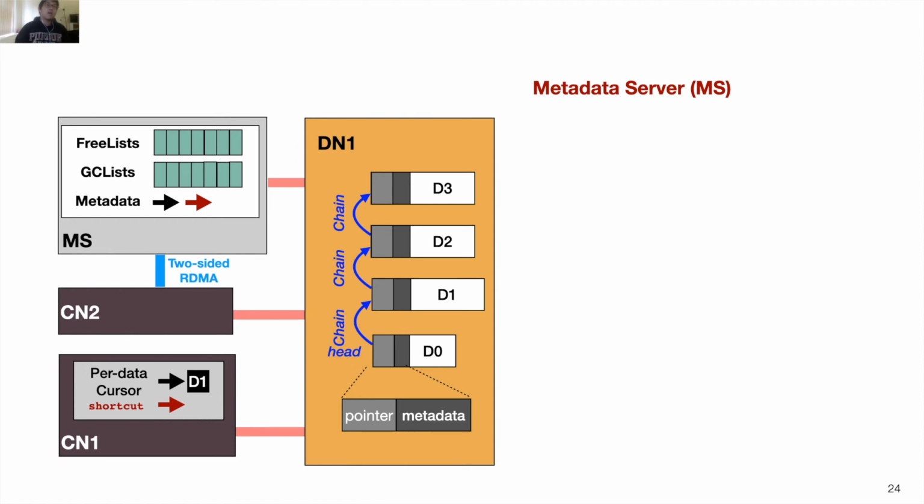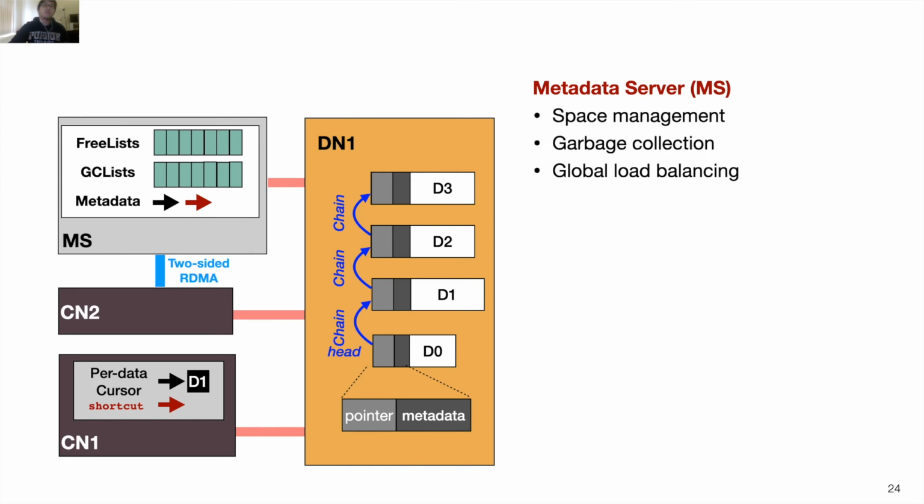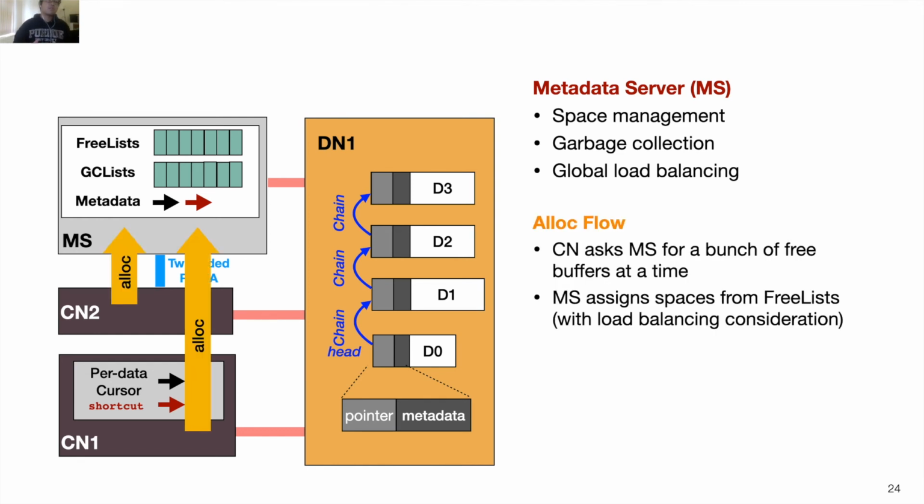Metadata server, or MS, in Clover performs space allocation, garbage collection, and global load balancing. Recall that Clover needs a new space for every write. This requires very intensive space allocation. So instead of asking MS for a new space at every write, CNs acquire a bunch of new spaces at a time from MS. MS keeps a list of spaces and assigns them in a batch to CNs.